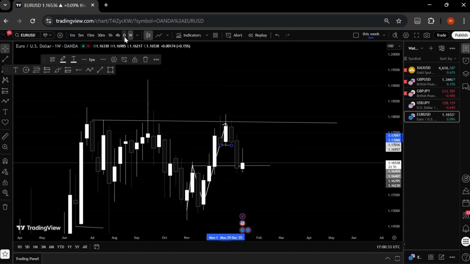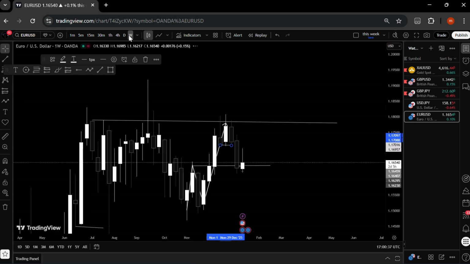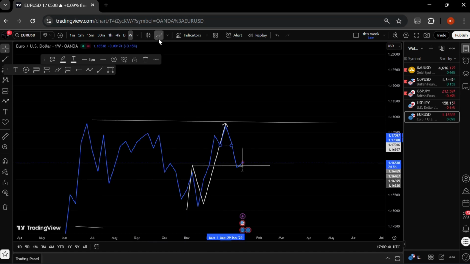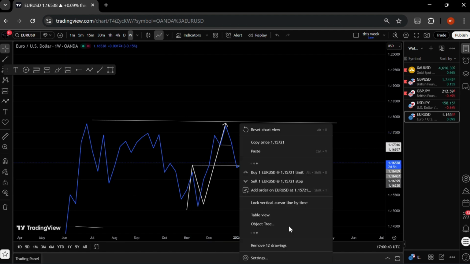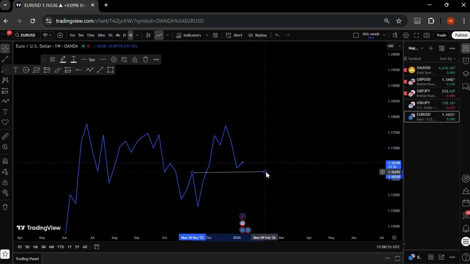Now we'll go to the daily time frame, knowing fully well that we expect price on the weekly time frame to come to the zone. Let's look at it from the line chart so we can draw the exact drawing. Let me clean out everything. All right, so this is where our entry is on the weekly. This is where we expect price to come to on the weekly.